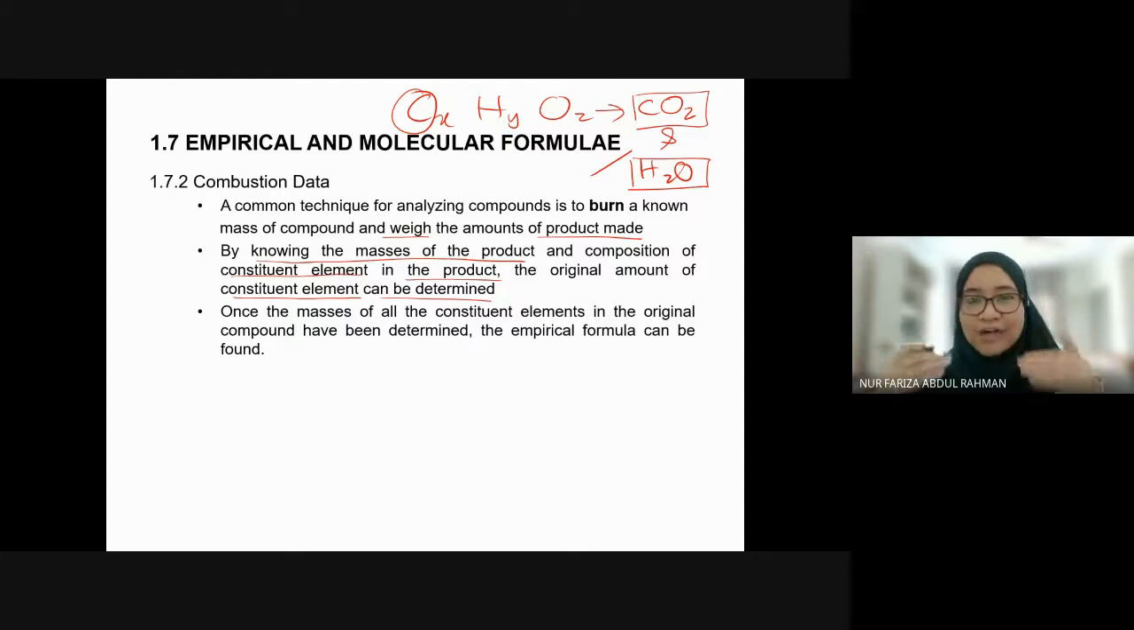So that later on we can calculate for the empirical formula. At the beginning, we have additional steps that need to be taken in order to calculate the empirical formula later on. Once the masses of all constituent elements in the original compound have been determined, the empirical formula can be found. Let's look at an example.